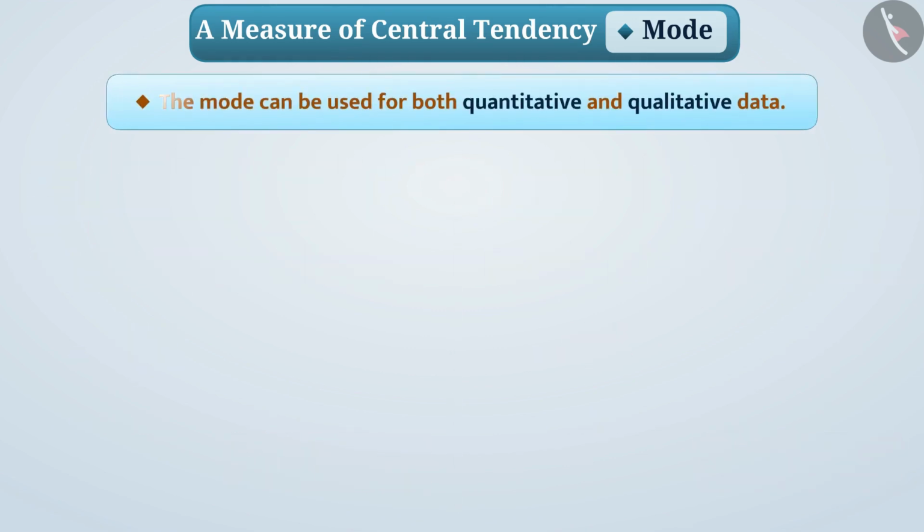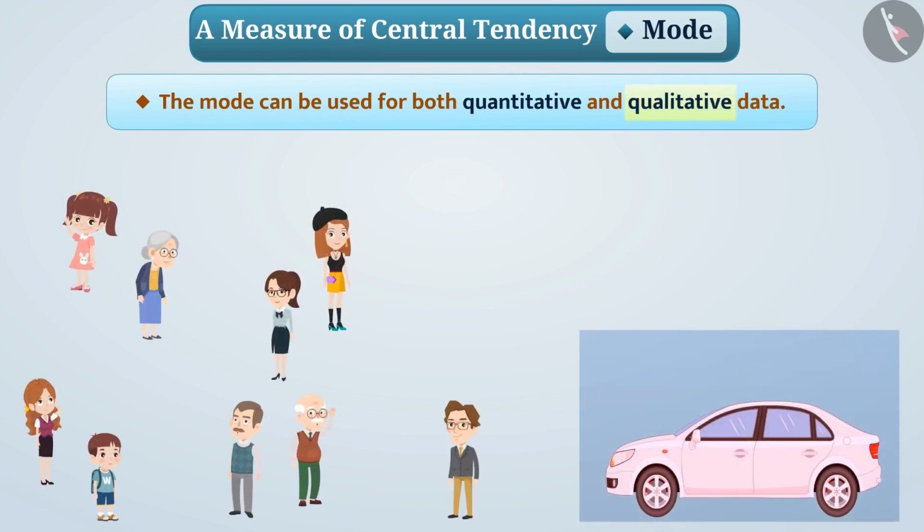The mode can be used for both quantitative and qualitative data. We have seen examples of quantitative data. Let's look at the example of qualitative data. Suppose a family wants to buy a car.